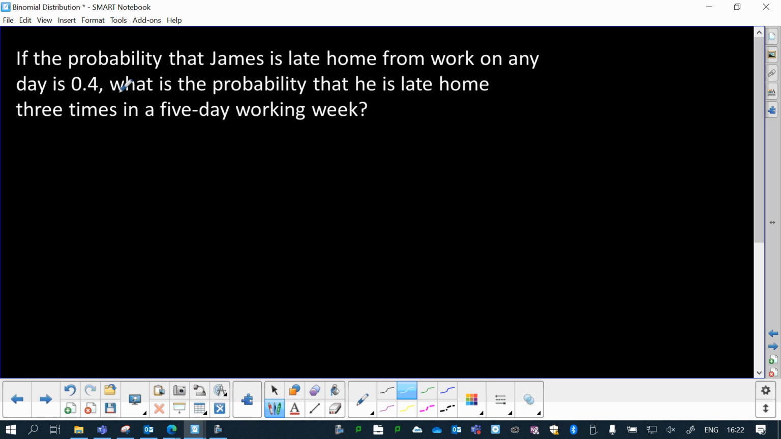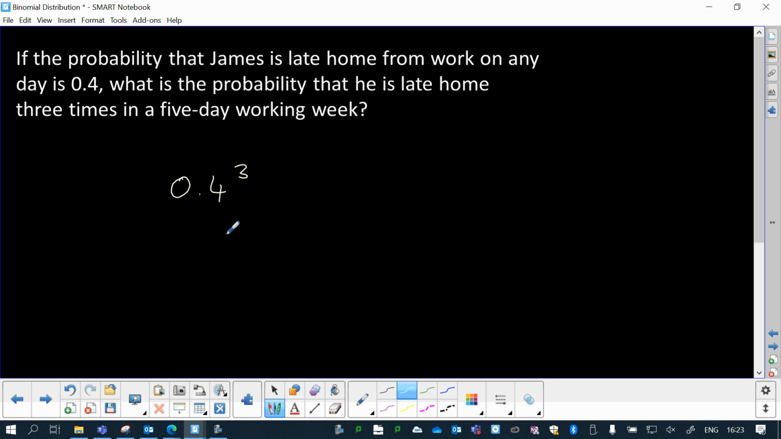So we've got this probability of 0.4 of James being late home from work on any day. Yeah. What are we going to do with that 0.4 when we calculate? Okay, so I'll stop you there. You can just use 0.4, it's absolutely fine, but 4 over 10 is a fraction of 0.4, but we're going to cube it, aren't we? Late, late, late.